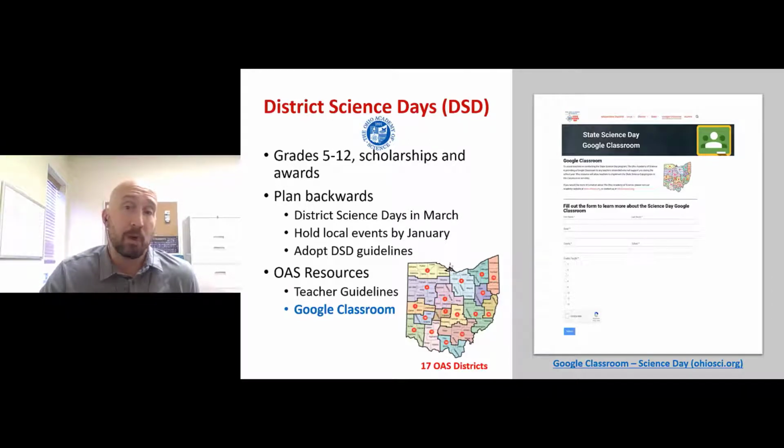So if you want to host a local event to be aligned with the district or state level guidelines, this tool is not mandatory. You don't have to use it, but it may prove quite helpful, certainly for management purposes, as a checklist for students.